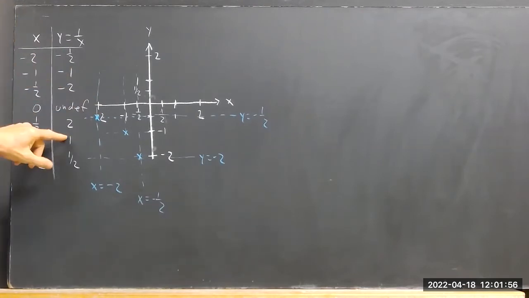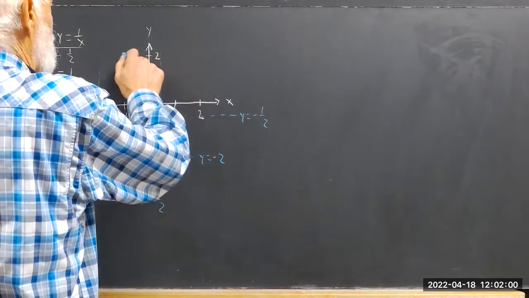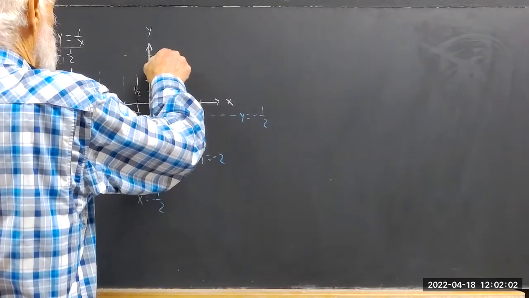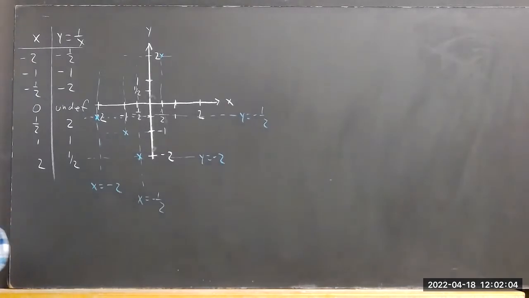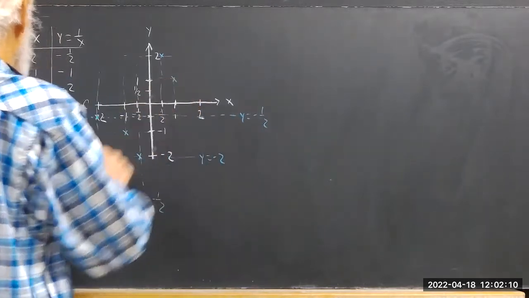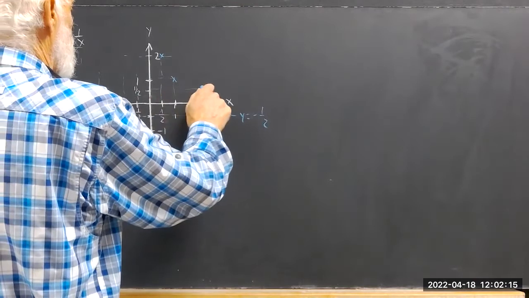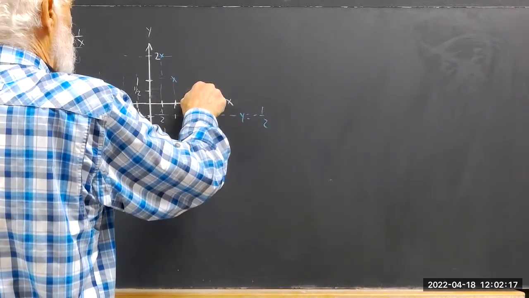Okay, if we go to 1/2, 2, well, that's up here. I'm not going to label everything anymore. There's a point. And 1, 1, well, okay, there's 1, there's 1. And then 2, 1/2. Here's 1/2. Here's 2. Those are our points.